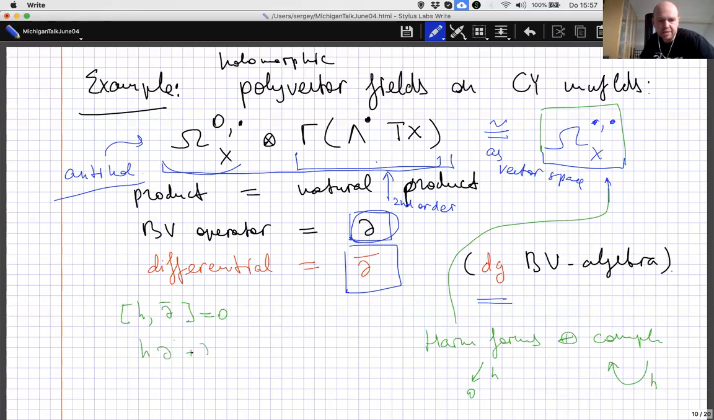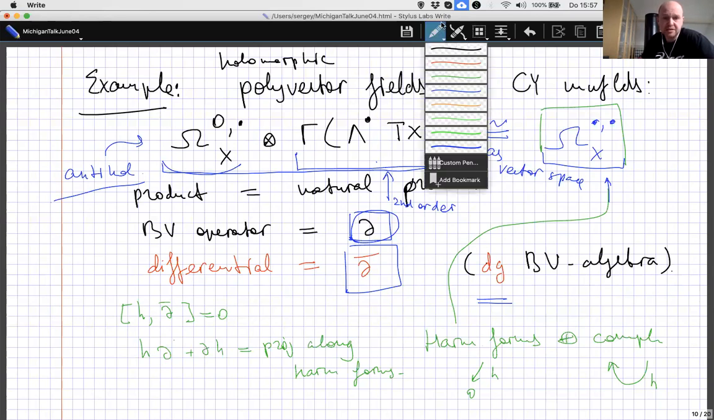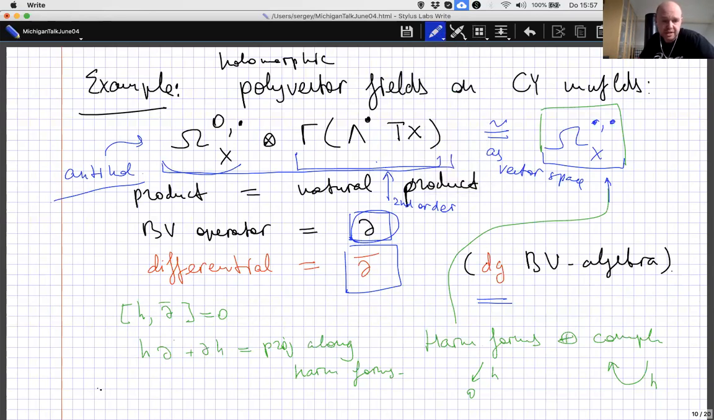D plus D^H is projection to this orthogonal complement to harmonic forms, projection along harmonic forms, right? So this would exactly mean that now maybe I'll change color to write it better. If I would take now d bar plus zd, then it would be exponent of minus zh. So d bar, so exponent of zh, right?